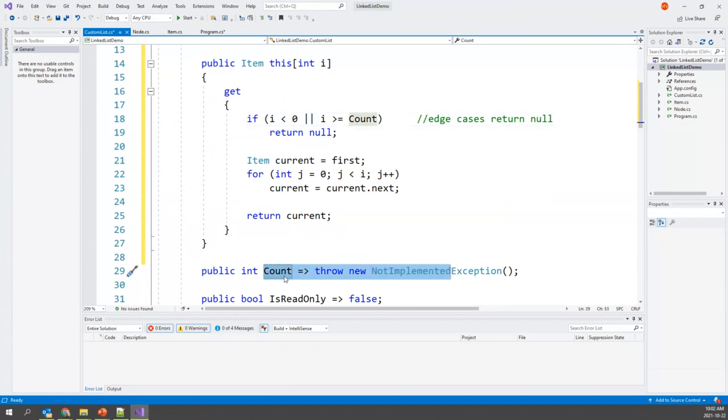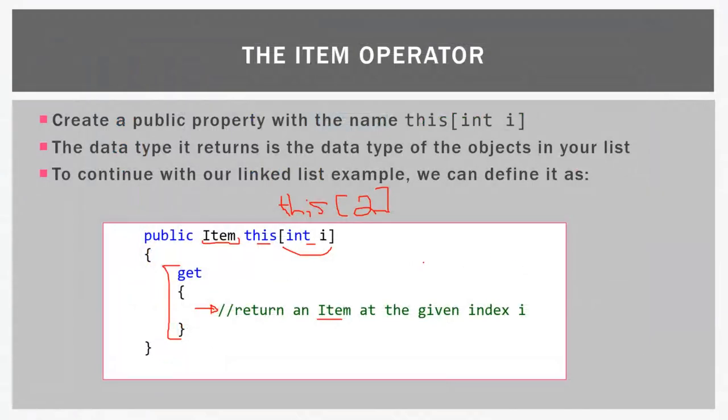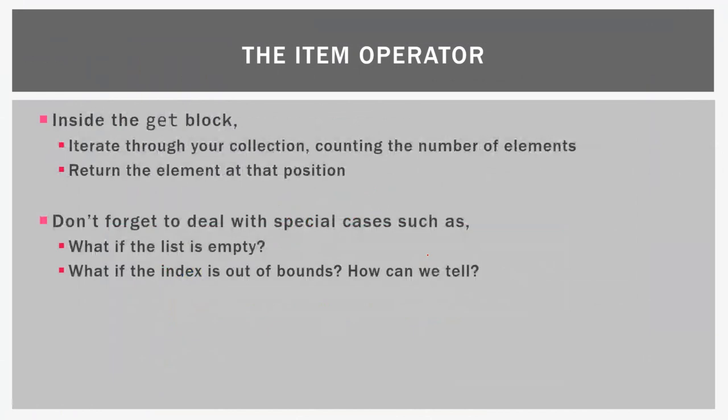Now, count hasn't been implemented yet, but when we do implement it, then we'll be able to use it to determine whether we're going to return null if this is like the index out of bounds error. So all these parts are kind of going to work together. Now I believe my next slide is about the count property. Yeah, it is. So we're going to fix that part next. We can't test the item operator until we can test the count operator.